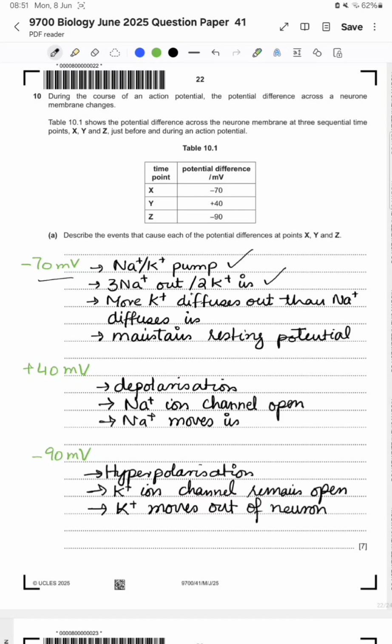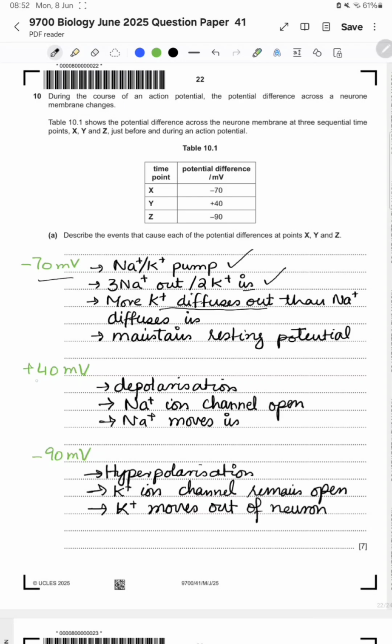Now here you'll say why potassium is moving out, though we said that here potassium is moving in. The potassium that is moving in is through the sodium-potassium pump, while the potassium which diffuses out is the potassium which goes out of the neuron through facilitated diffusion. And we have more channels there, so more potassium goes out compared to sodium that is going to come in. That is how resting potential is maintained.